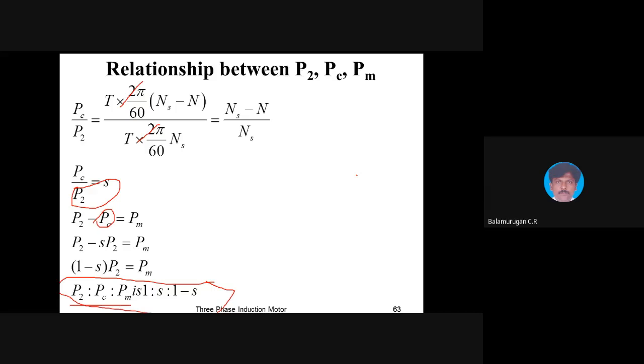In the previous class, what are the things we discussed? We discussed the power stages and the expressions related to the power stage, and then we discussed the slip torque characteristics. So what are the regions available in the slip torque characteristics? Before entering the problems, we will refresh the topics we discussed in the previous class.